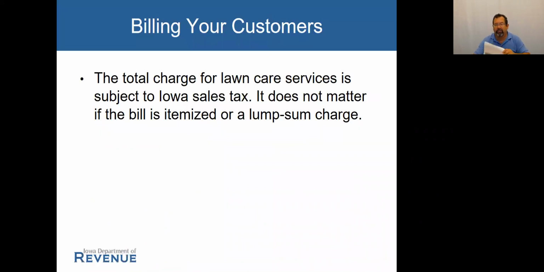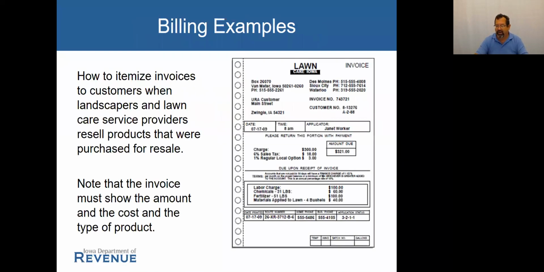Okay. How to bill customers. Remember, the total charge for lawn care service is subject to Iowa sales tax. It doesn't matter if you itemize it or it's a lump sum. And there's a couple examples here. I think you can see them.